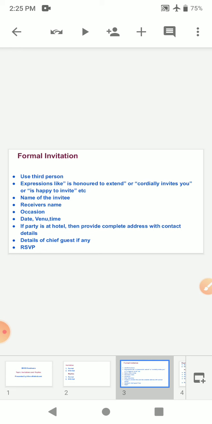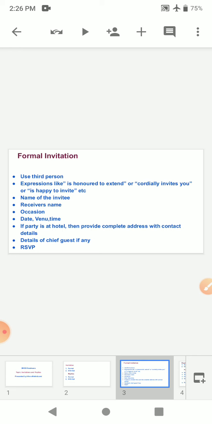And then we have the receiver's name, the name of the person who is being invited. If there are few people, the names can be mentioned. You can mention the name if you are inviting a single person. In case you are inviting a large number of people, you can write just "you" without mentioning all the names.